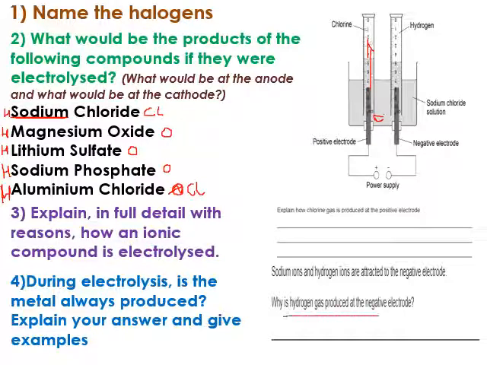Why is hydrogen gas produced at the negative electrode? It's exactly what we've been talking about, because sodium is higher than hydrogen in the reactivity series, so therefore hydrogen is given off.